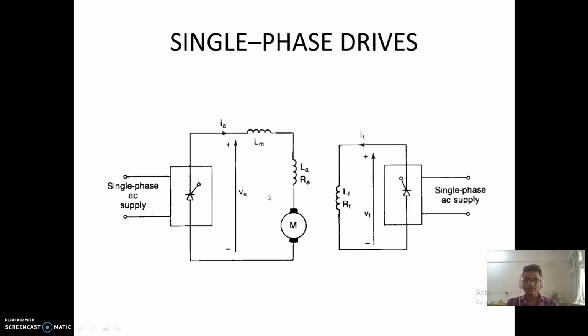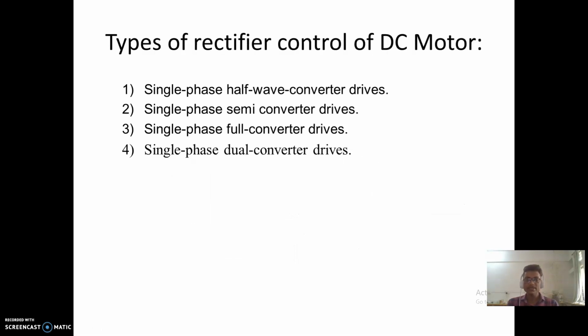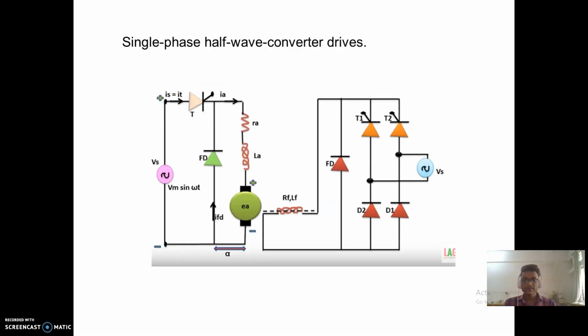To control the speed of DC motor, there are various techniques used. In that, we are mainly focusing on rectifier control of the speed of DC motor. We are mainly focused on the first three methods: single phase half wave converter drives, single phase semi converter drives, single phase full converter drives, and single phase dual converter drives. Now we move forward. Single phase half wave converter drive.